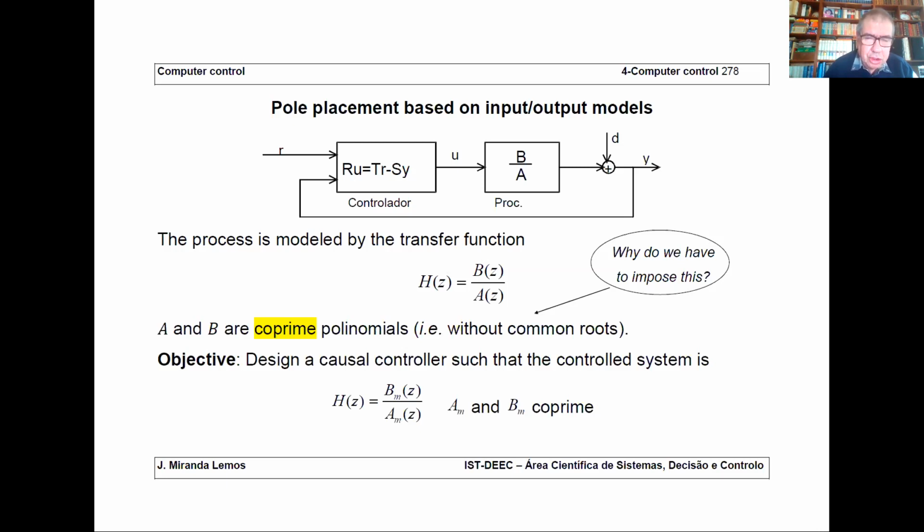I repeat this in Portuguese. O nosso problema é descobrir ou calcular os polinómios R, S e T de tal maneira que o sistema controlado, dado B e A, se comporte como um BM sobre AM. Então, qual é a estratégia que eu posso seguir para obter equações satisfeitas pelo R, pelo S e pelo T? Depois resolvo essas equações e tenho o R, o S e o T. Então, onde é que eu posso ir buscar essas equações?